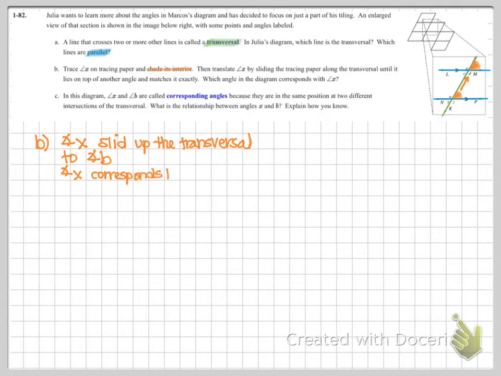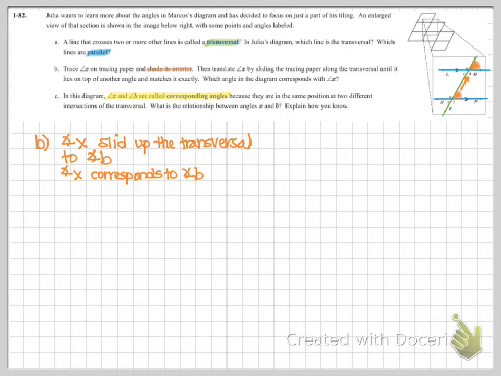to angle B. So this whole idea of corresponding means that we can take an angle and we can slide it along the transversal. So in this diagram, X and B are called corresponding angles. There's a new vocabulary word for you. And this goes back to some of the notes that we're going to refer back to in just a moment. So X and B are corresponding angles. That means they're in the same relative position to the transversal and the parallel lines.